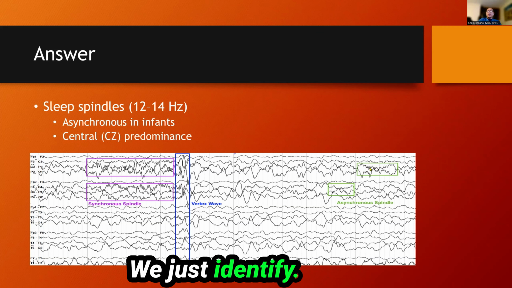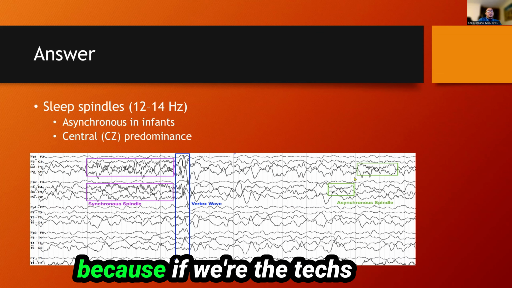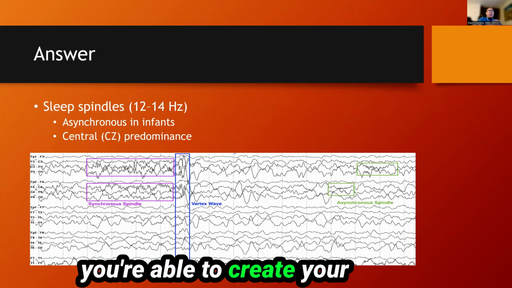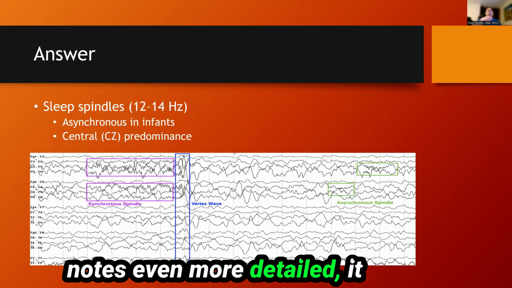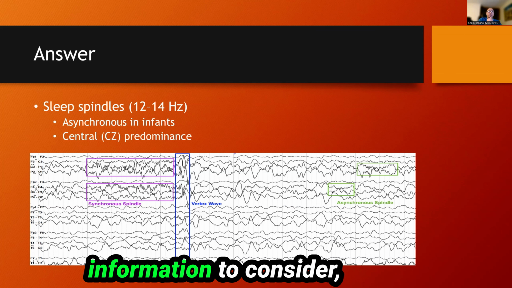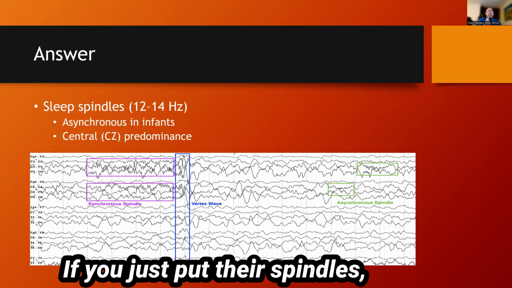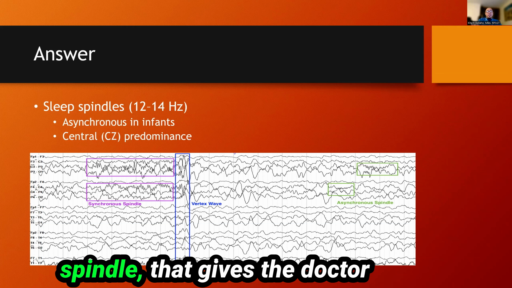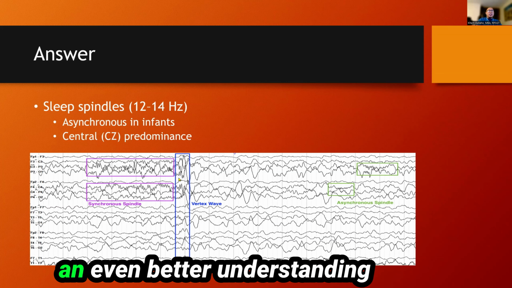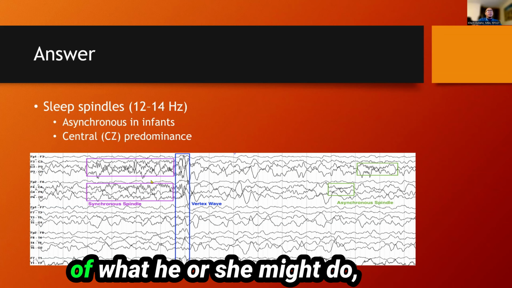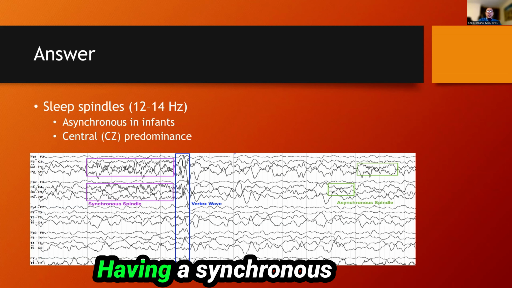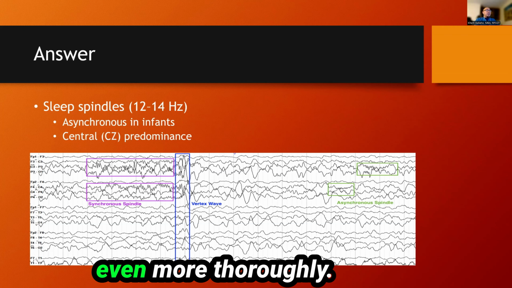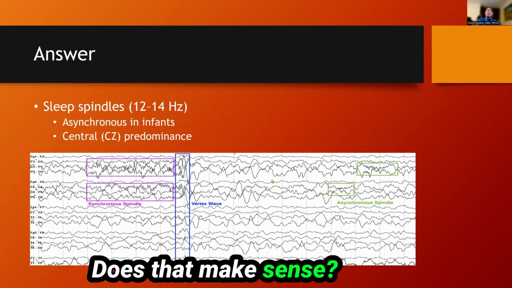We just identify. But it's good to understand, because if we're the techs working that night and you're able to create your notes even more detailed, it gives the doctors a lot more information to consider. If you just put sleep spindles, you won't be wrong. You're correct. But if you put asynchronous spindle, that gives the doctor an even better understanding of what he or she might do. Having a synchronous pattern, he or she might be able to dig into this patient even more thoroughly. Does that make sense?